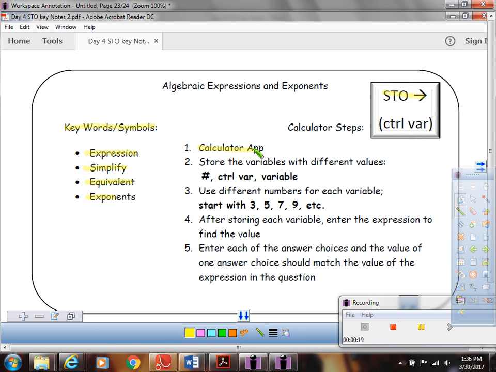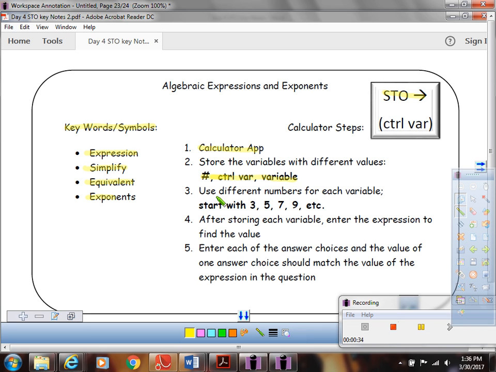It says use the calculator app. So that's step 1. Step 2, it says store the variables with different values. So this is how you type it in. Like the bold part is how you type it in. So if I were you, I'd highlight this part right here, because you would type in the number, you would hit Control VARS, which is short for variable, and then type in the variable. Like if it's an X, you would type in an X.